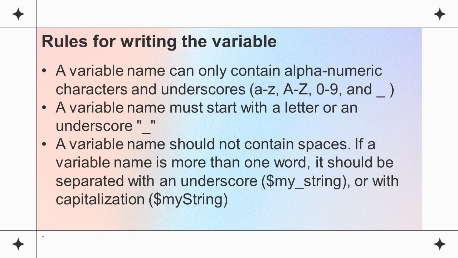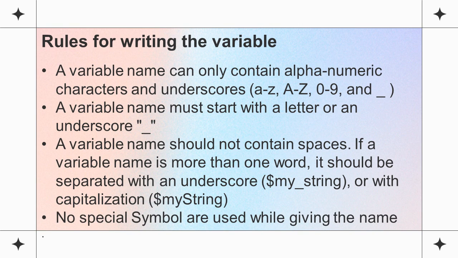If a variable name is more than one word, then it is separated by an underscore, or we use capitalization. Our programming languages are formed using camel case. Camel case means never give a space between two words, never give an underscore between two words. Just for the separation, we use a capital first letter for the second word. That's about PHP. No special symbols are used while giving the name.